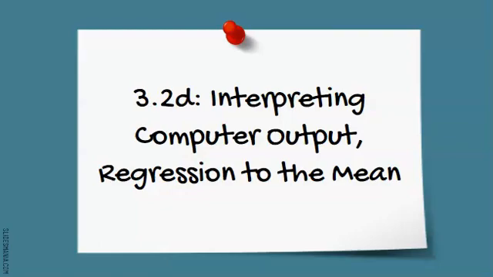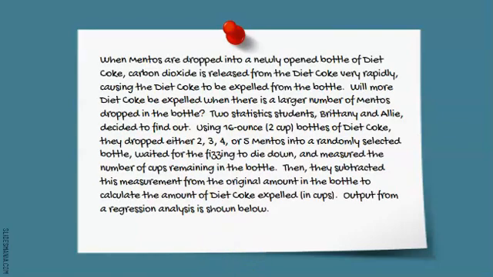In Part D of Section 2, we're going to interpret computer output and something called regression to the mean. All right, when Mentos are dropped into a newly opened bottle of Diet Coke, carbon dioxide is released from the Diet Coke very rapidly, causing the Diet Coke to be expelled from the bottle. So will more Diet Coke be expelled when there's a larger number of Mentos?